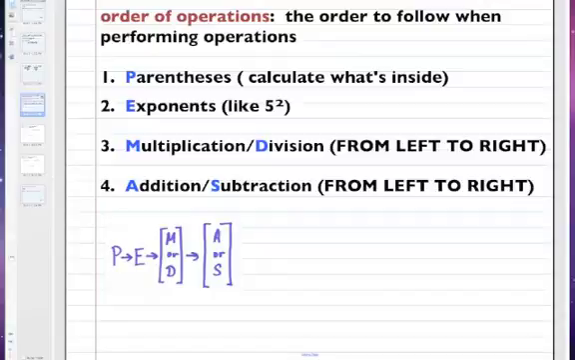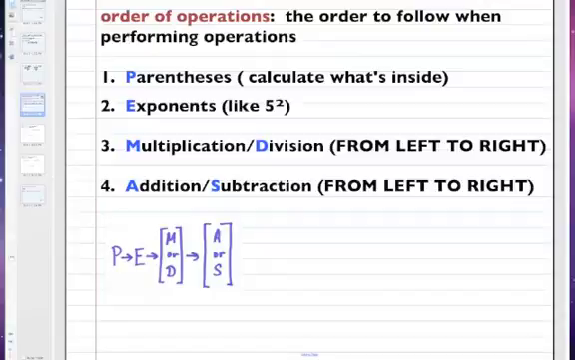They've decided that first they'll solve whatever is in parentheses, calculating what's inside them. Then they'll solve any exponents, like 5 to the second. Then they'll do multiplication and division. One doesn't necessarily come before the other. The multiplication and division is done left to right. And finally, addition and subtraction. And again, one doesn't come necessarily in front of the other. It's done left to right.